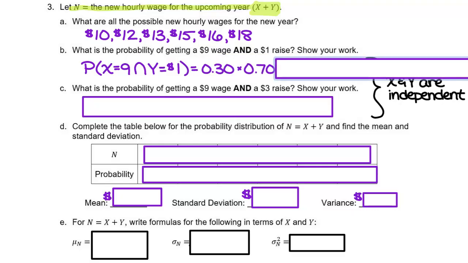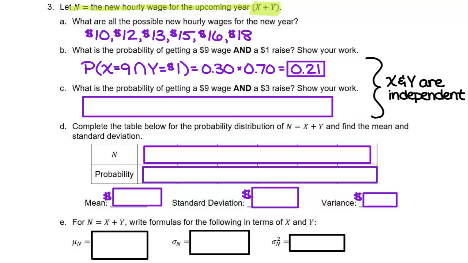0.3 and 0.7. Because this is the probability that somebody makes $9 an hour. This is the probability that they get a $1 raise. And what do you get when you multiply 0.3 and 0.7 together? You should get 0.21. So what's the probability of getting a $9 wage and a $3 raise?